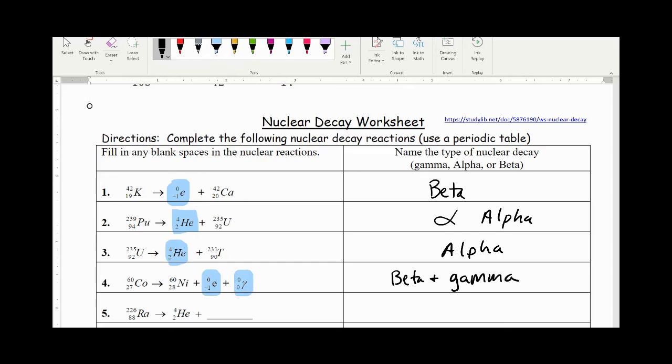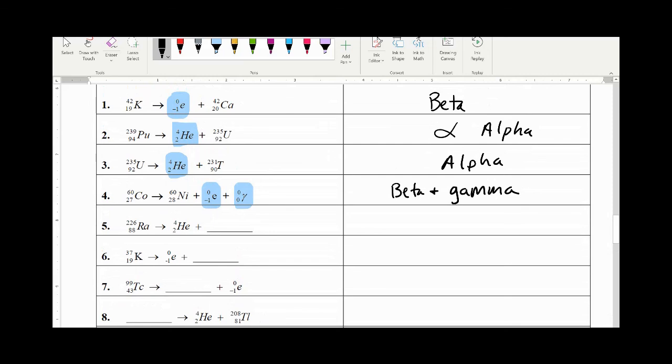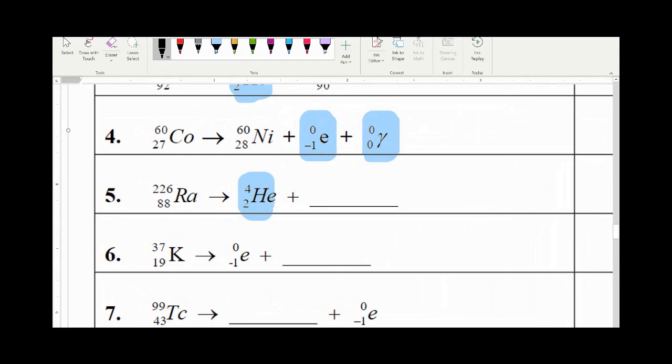All right, so now for the rest of the problems, it's going to give us a blank to fill in and then ask us the same thing to identify the type of decay. And so on number 5, it's got a helium nucleus, which is going to be alpha decay. And then just like before, we want the numbers on top on each side to equal and the numbers on bottom on each side to equal. So we know that whatever is going to add to this 4 has to add up to be equal to 226. So 222 plus 4 will be equal to 226.